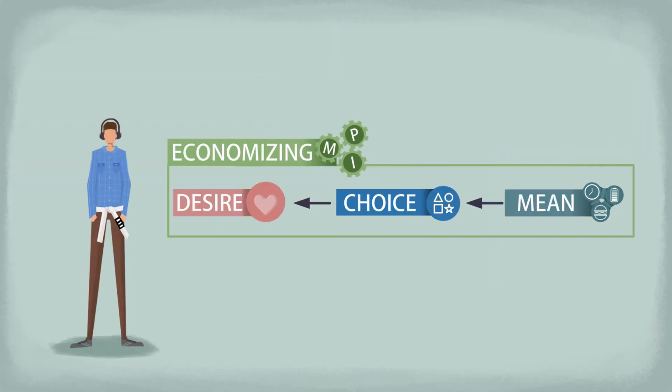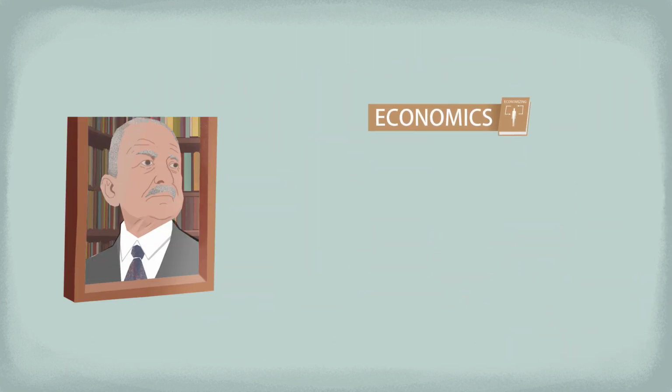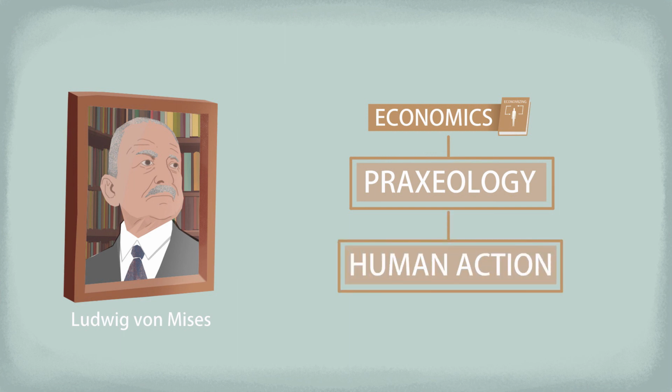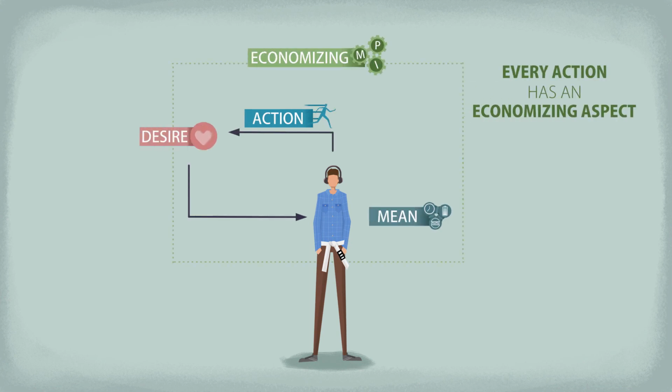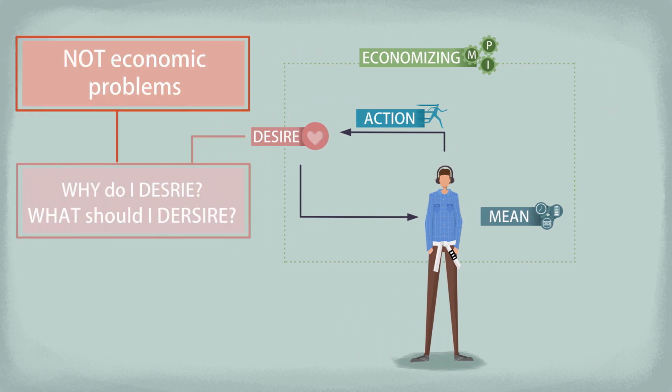Economizing is the process of resource allocation, and economics is the science that is observing this process. Ludwig von Mises, one of the iconic figures of the Austrian School of Economics, named this field praxeology, and the subject of it, purposeful human action. So, according to the Austrian school, every single action has an economizing part. It doesn't mean, though, that life is only about economizing. It's part of every choice and action, but it only focuses on what we have to pay and what we get in return for our actions, and how we can change that to our benefit. The question why we choose something and what it should be are not economic problems.